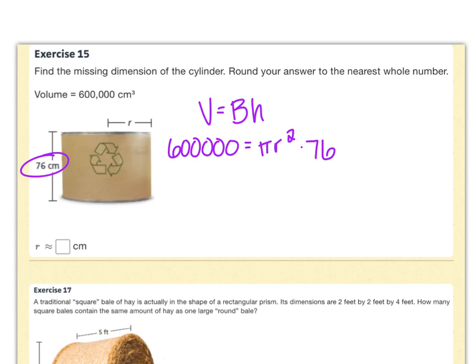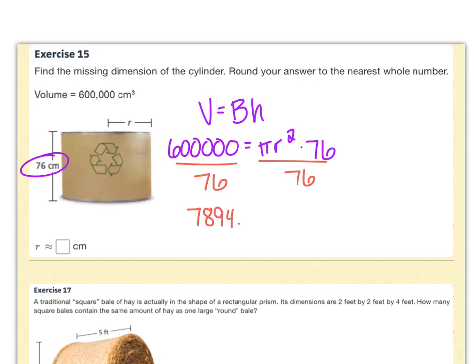So unfortunately, I'm not able to cross out that pi because the other side, the 600,000, does not have a pi on that side. So what I'll do first is I'll get rid of this 76 by dividing both sides by 76. All right, so when you divide 600,000 by 76, you get a really long number. It's 7,894. And then it's got a ton of decimal places.